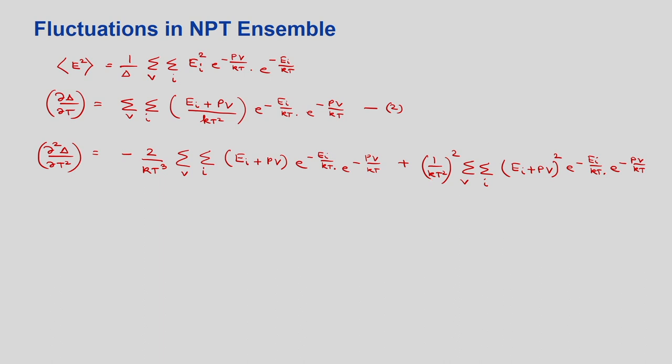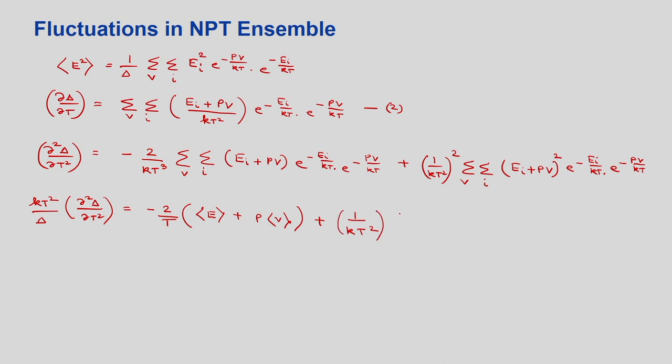Now again, you want to simplify it further. You multiply by kt square and again divide by delta on both sides. So you will get here minus T upon... simple, what we will get is, now we are talking about the ensemble average value. So if I want to write it down in terms of ensemble average value, it will be simply P, that's it, plus 1 by kt square. Because we are multiplying with kt square, so 1 by kt square goes away.